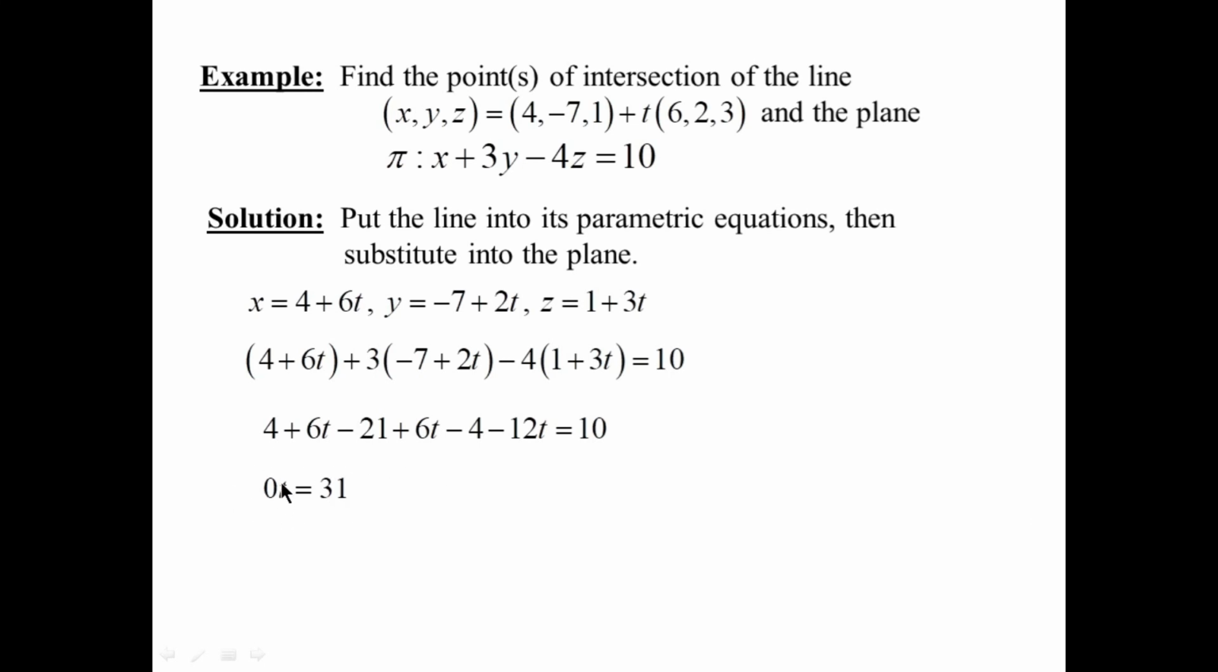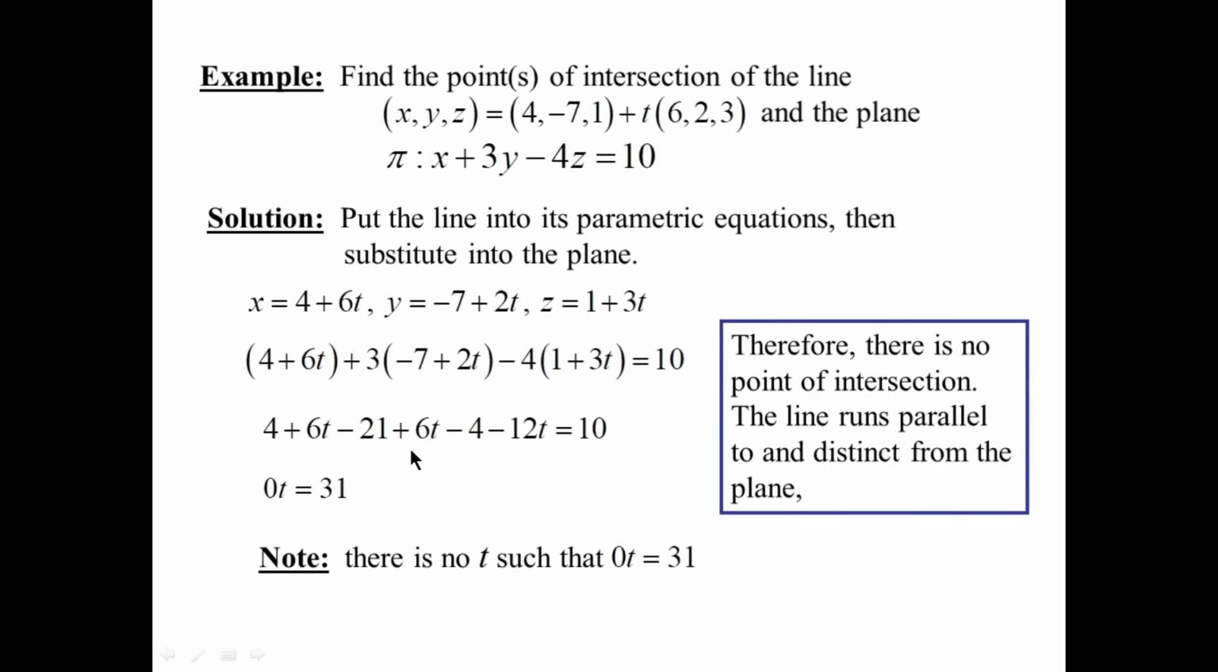Now this is never true, no matter what t is. So we can conclude the following. There is no t such that 0t equals 31. So the algebra tells us that there is no point of intersection. The line runs parallel to, but distinct from, the plane. And this is what that would look like. The algebra is telling you about the situation.